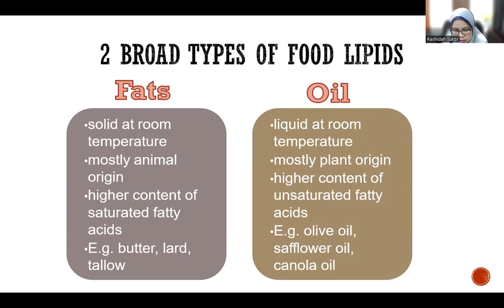So they try to tackle the issues of fats versus oil at room temperature, and at the same time they will use oils that, for consumers, are normally healthier in terms of having less saturated fat, like olive oil, safflower oil, canola oil. So you can see all these ingredients in the spreadable butter that you use for your breakfast, for example. Okay, so these oils are mostly of plant origin.